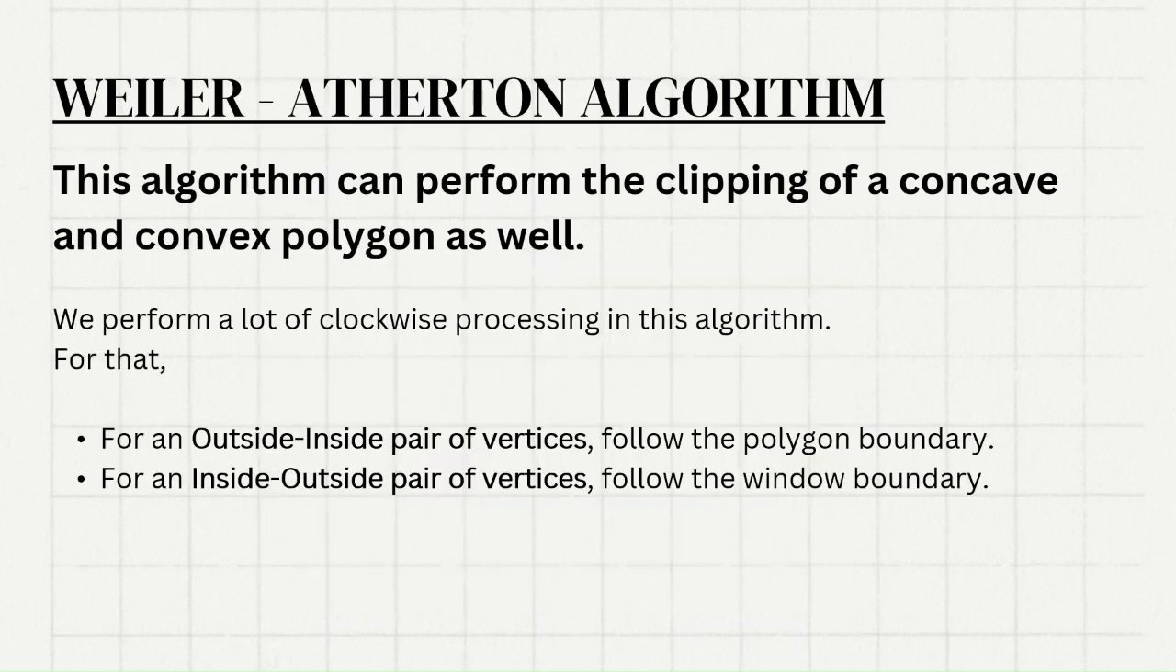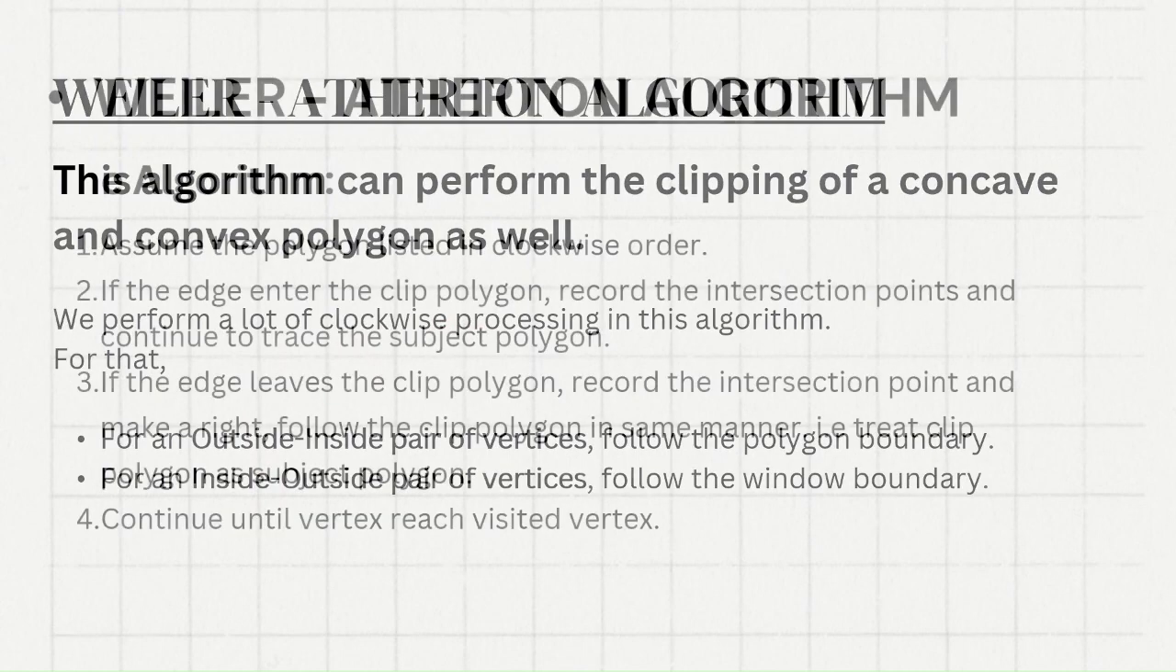So the second polygon clipping algorithm is called the Weiler-Atherton algorithm. This algorithm can perform the clipping of concave, the main topic, and convex polygons as well. We perform a lot of clockwise processing in this algorithm. For an outside to inside pair of vertices, we follow the polygon boundary. For an inside to outside pair of vertices, we follow the window boundary. This clockwise processing will make sense as we go ahead.